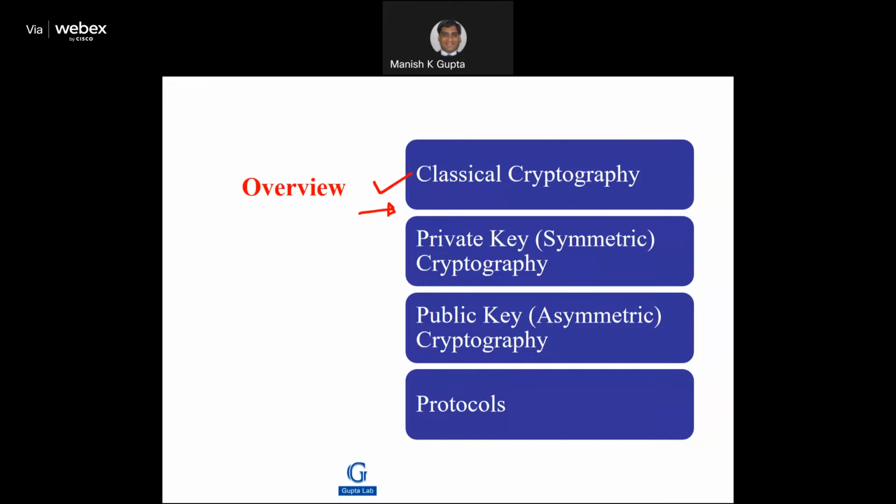Anyway, so now I think I am going to start classical cryptography first. As I mentioned, this is the broader classification. Classical cryptography means the ciphers and their analysis, private key cryptography, public key cryptography, and then protocol level, right?